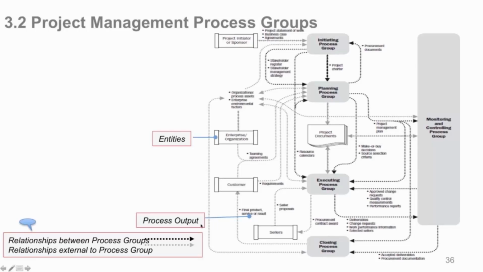Down here I want to point out that these dots, like here, stakeholder register, make-buy decisions, and down here, final product, these are outputs from a process. In this case, it's the output from the closing process, and an input to your customer as your final deliverable. So they are these little dots. That's what that looks like.